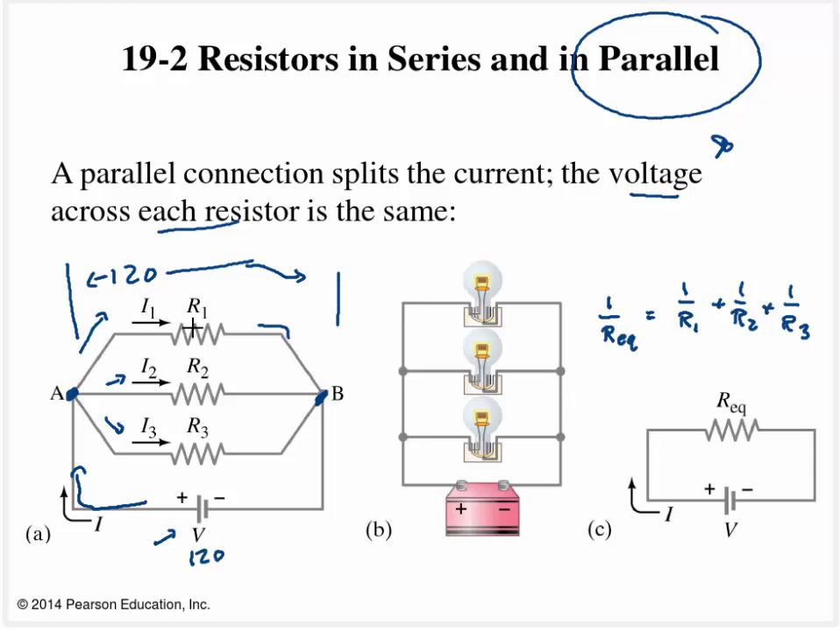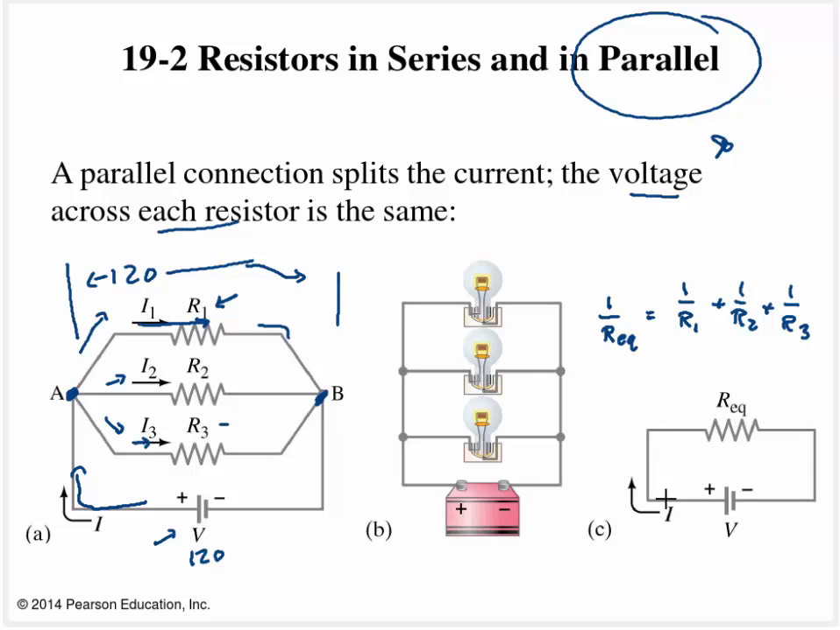so that's the key to solving these. Now, conceptually, current's going to take the path of least resistance, so if R1 is going to be, say, the smallest, then I1 is going to be the largest, and if R3 is very, very large, then I3 is going to be the smallest.